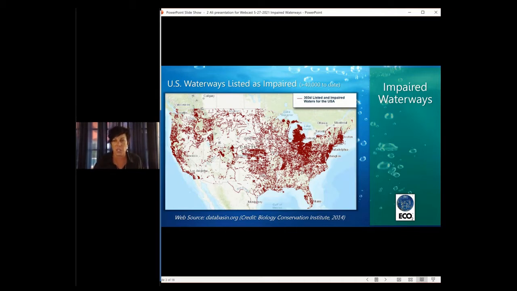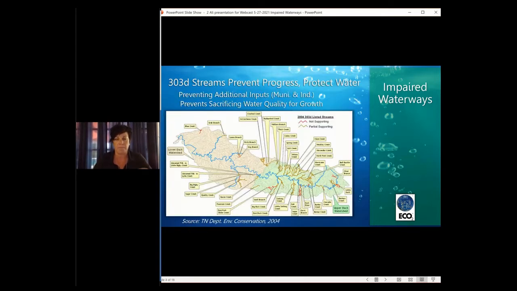And so all of those that are shown in red are 303D listed impaired waterways, and it's just an incredible volume. And so when we take a look at how many waterways are impaired and we think of what can we do to improve the water quality in these rivers, we've got a few options, and I'm going to discuss those in a moment.